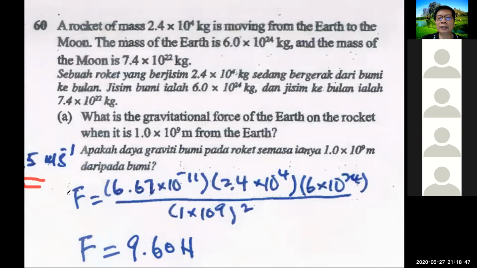To find the gravitational force, F equals G m1 m2 over r squared. Take G value, m1 mass 1, m2 mass 2. So the two masses, just put in now. R is the radius, the distance. The distance is given here, 1 times 10 to the power 9 from Earth. From the Earth means from the center of the Earth. Do it very carefully so you get this value, 9.60 Newton. The force unit is Newton.